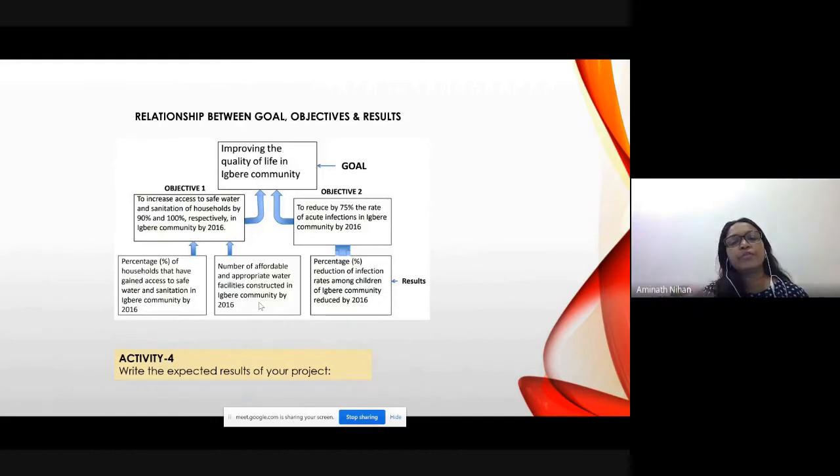It will be good for you to put on paper like this, the same way, your goal, and below it the objectives, and below it the expected results. Okay. So now you can develop this part. Take about 10 to 15 minutes to write down what results your project is going to yield. Okay.